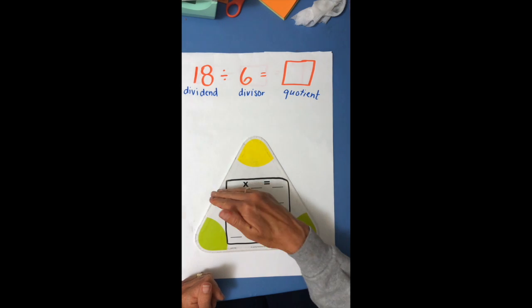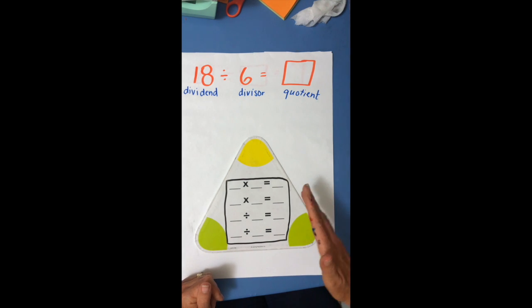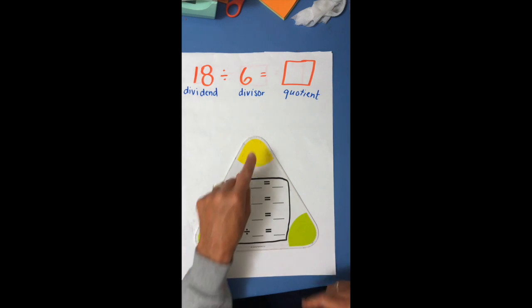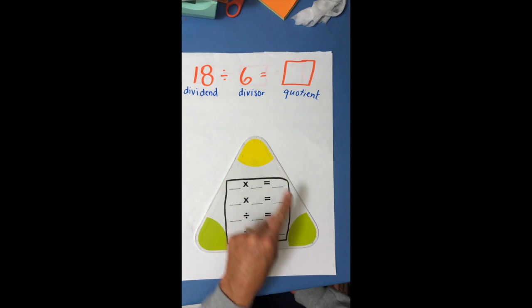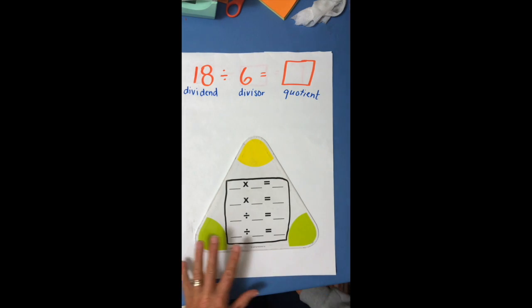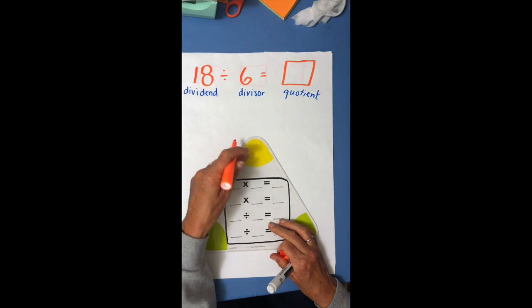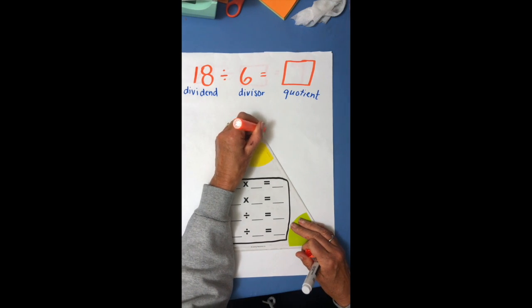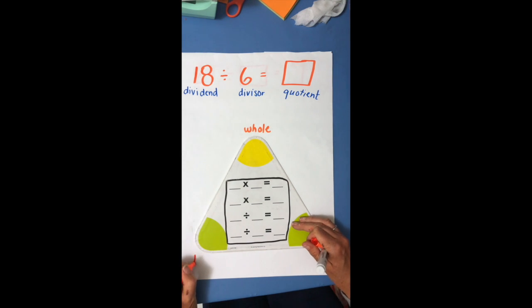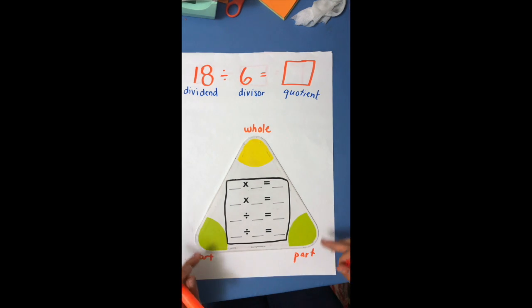So there's always four equations and there's always three numbers. They call it a fact family because the family is only made up of three numbers. Now you can't change those numbers. You'll also remember that on the top of our little triangular fact family, we have the whole, just like if it was a number bond. And then these two numbers are parts. So it's part, part, whole.